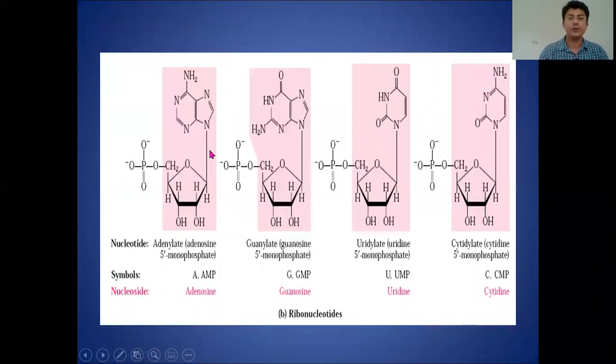These are the ribonucleotides shown over here: adenosine, guanosine, uridine, and cytidine. The basic difference between uridine and cytidine is that there is an amino group in cytidine, whereas two oxo groups are found in uridine.